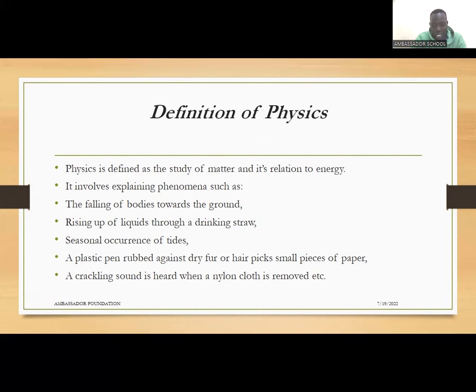Seasonal occurrence of tides. A plastic pen rubbed against fur or hair picks up small pieces of paper. A crackling sound is heard when a nylon cloth is removed. All this we will explain with the knowledge of physics. Let's follow one by one.